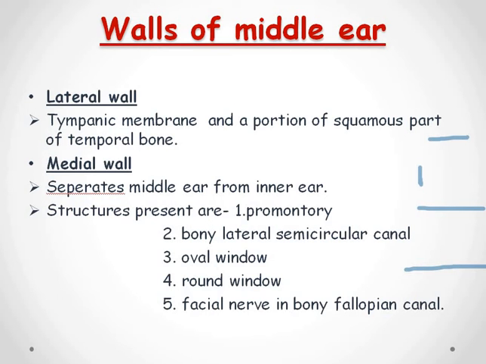So what are the walls? The walls of the middle ear: the lateral wall is the tympanic membrane and a portion of the squamous part of the temporal bone. The medial wall separates the middle ear from the inner ear. So what structures are present? On the medial wall are the promontory, the bony lateral semicircular canal, the oval window, the round window, and the facial nerve in the bony fallopian canal.